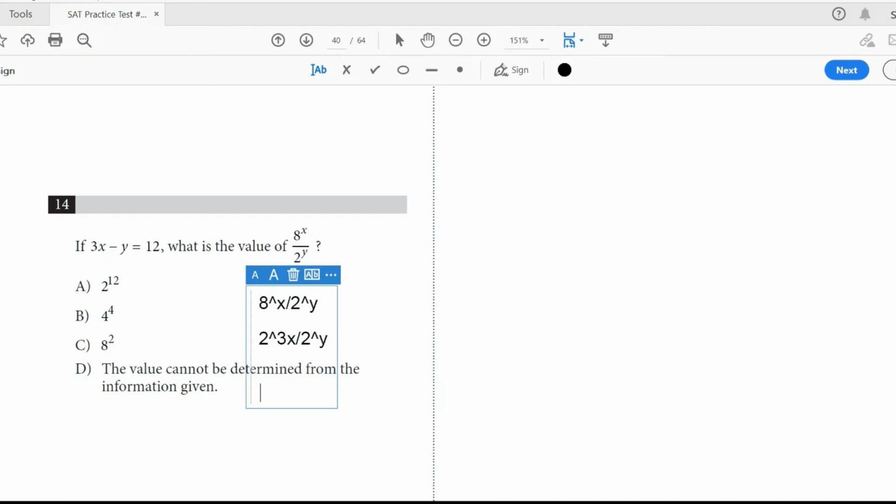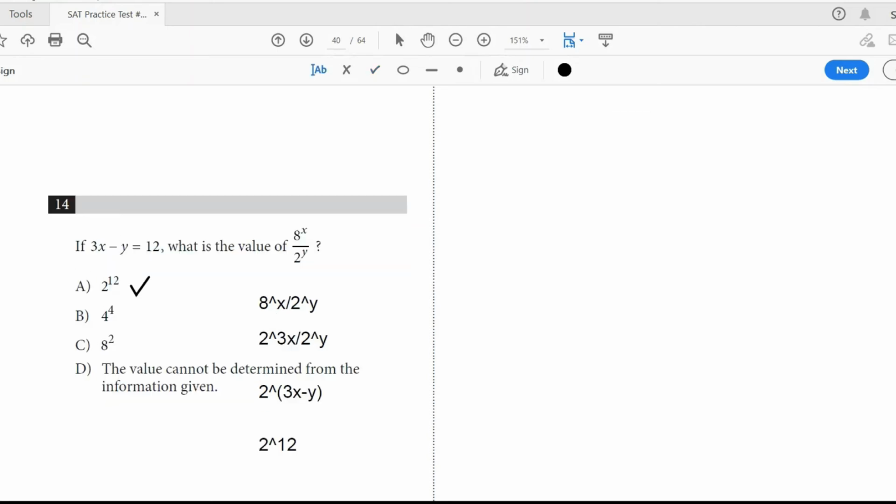Therefore, looking at this, we just have to do 2 to the power of 3x, and since we just have to subtract, 3x minus y. All right, 3x minus y simply equals 12. So we're solving for 2 to the power of 12. Quite simple, but it looks really difficult when you look at it this way. So all we had to do was first simplify what this thing is, and then we just input it using this equation. Our answer is just A.